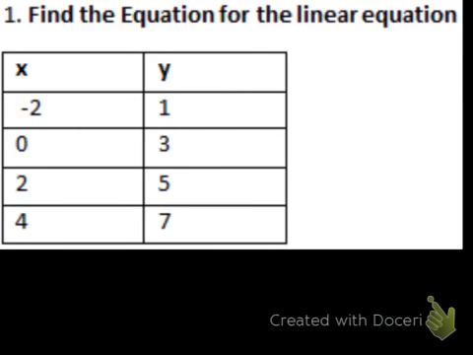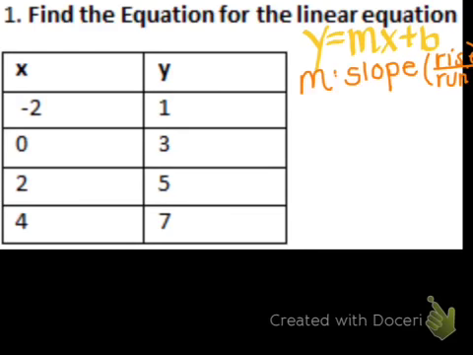Today's number 1 says find the equation for the linear equation. So the first thing that I want to review is our slope intercept form, which is y equals mx plus b, where m is going to be representing our slope, or like our rise over run, or y over x. And then our b represents our y-intercept, aka what does y equal when x is 0.